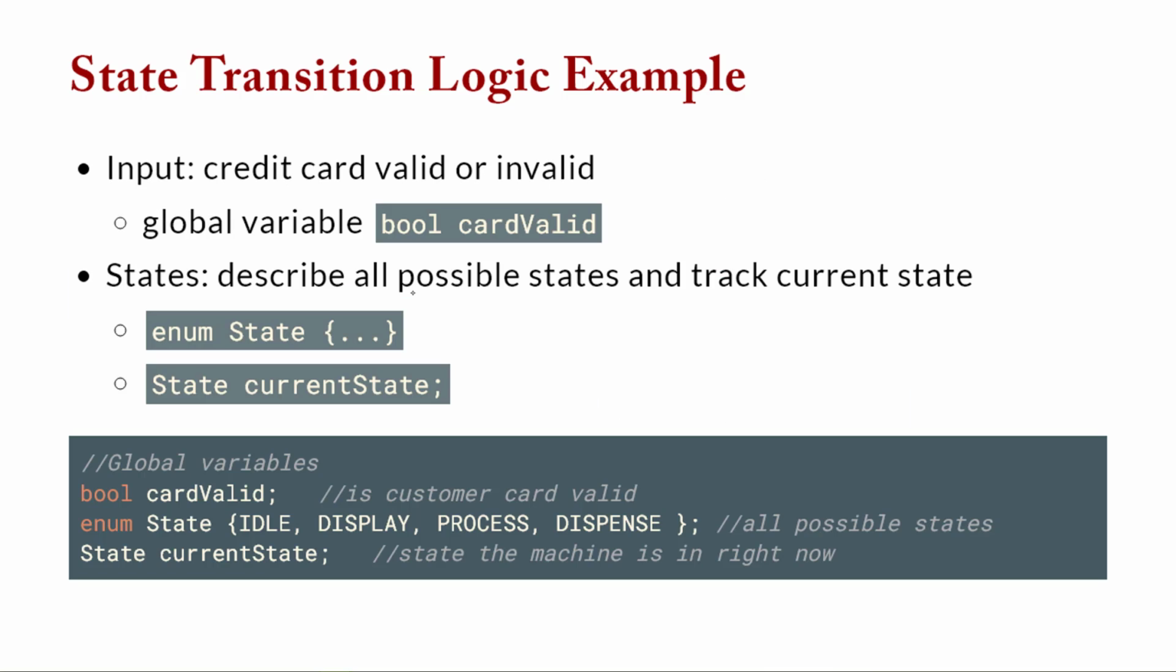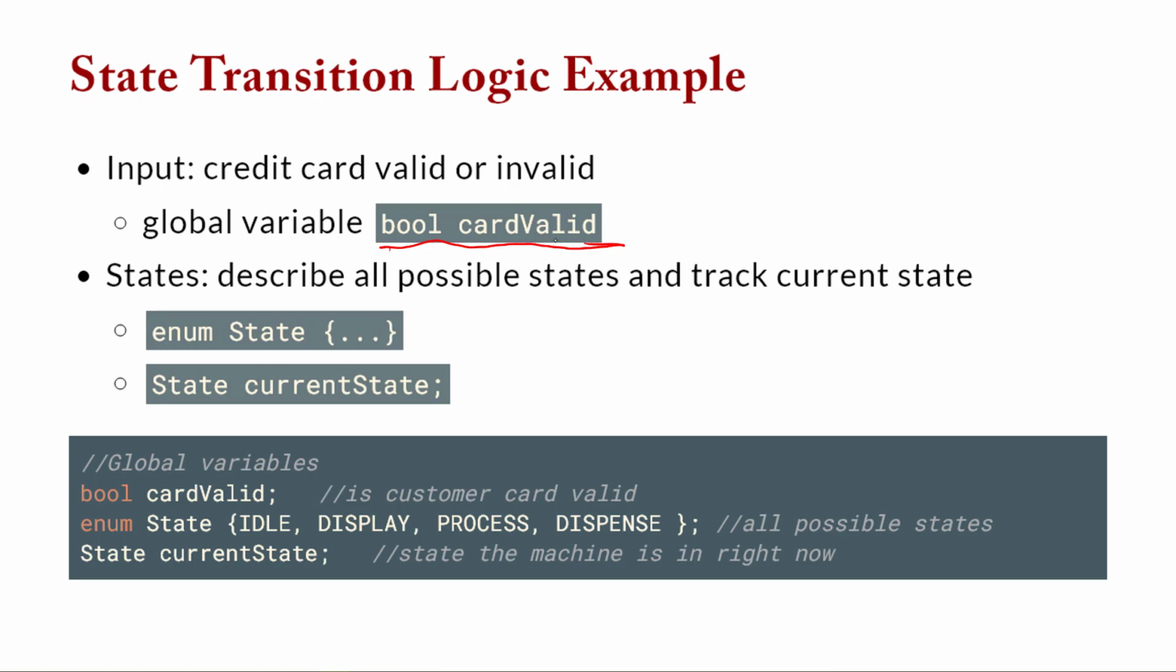All right, so our inputs are basically going to be, is the credit card valid or invalid? And that would just be a variable that we would define, card valid. Now somewhere in your code, your device would communicate with the internet, with the Sprinkles headquarters, determine if the card was valid, etc. And that's how it would get a value.